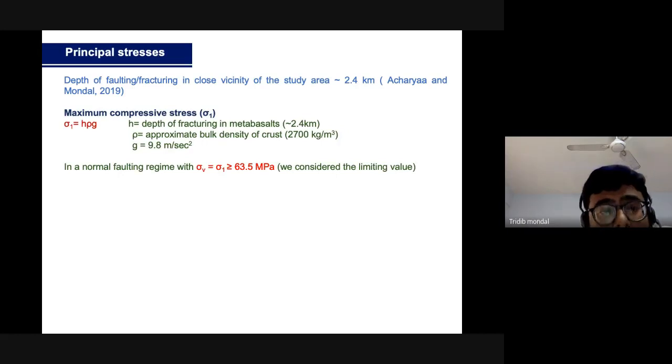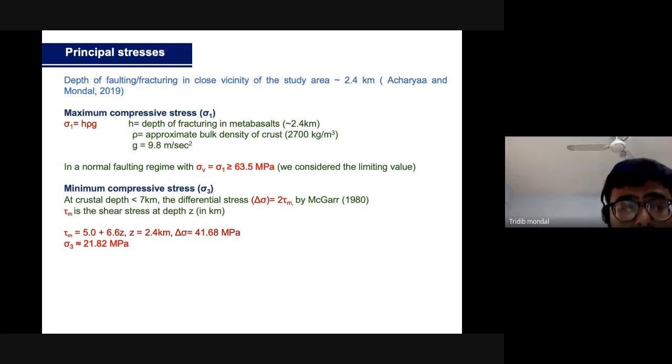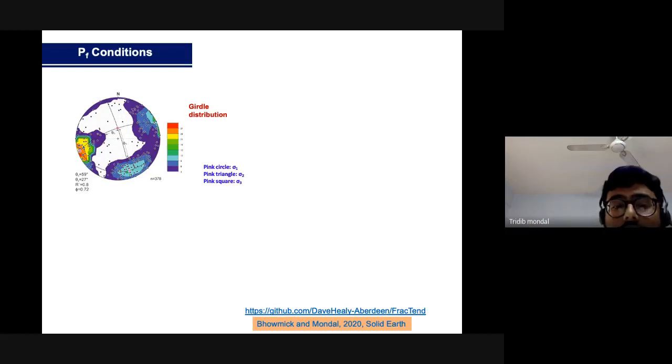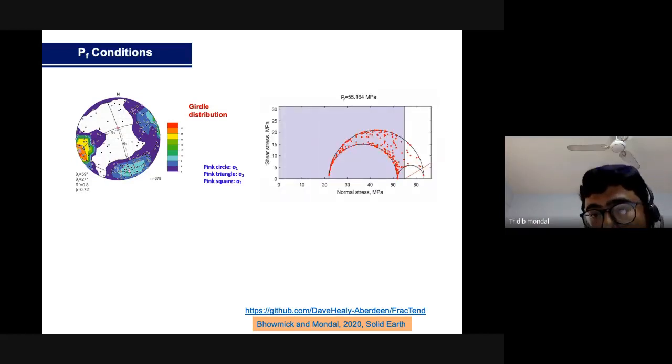And by using this, if we determine sigma 1, so for the normal stress regime, the vertical stress, the overburden pressure is sigma 1, that is at least 63.5 megapascal. And we can also determine the minimum principal compressive stress at crustal depth less than 7 kilometers by using delta sigma, that is the differential stress, equal to 2 tau m. We can also use the stress ratio to know the intermediate compressive stress and the fluid pressure respectively. And finally, we are able to plot in a scaled Mohr circle the position of the fluid pressure line here.